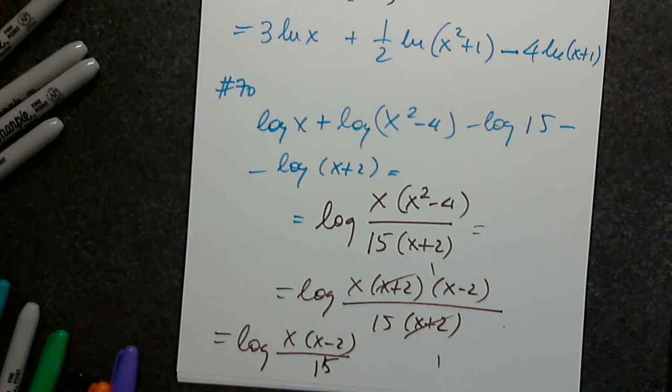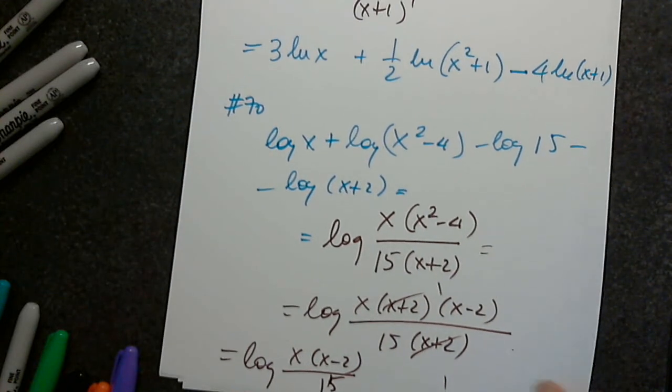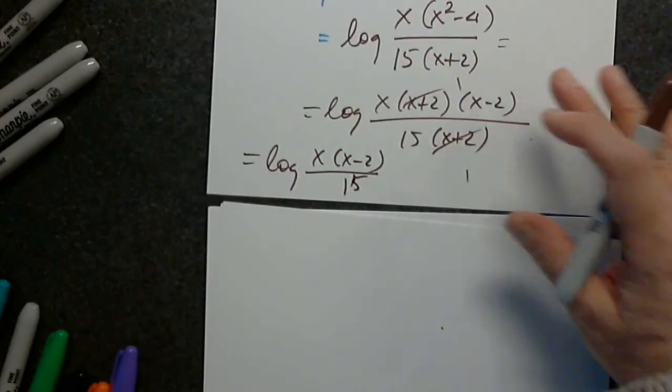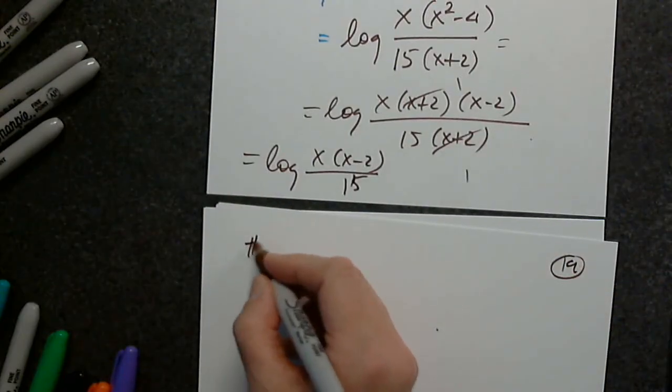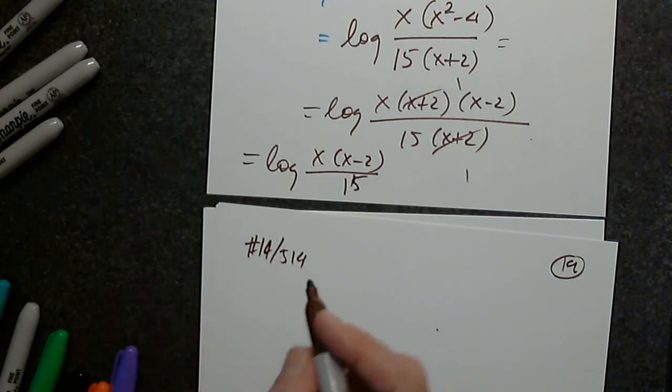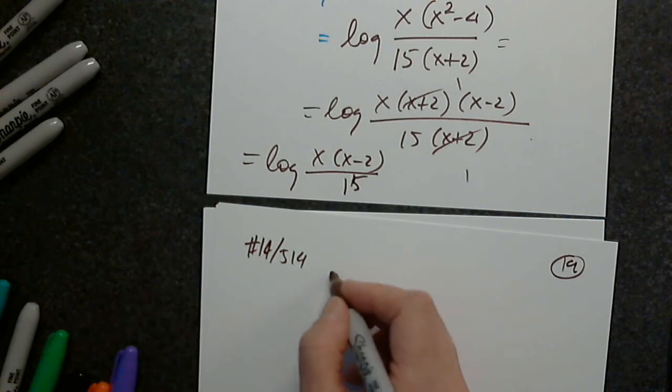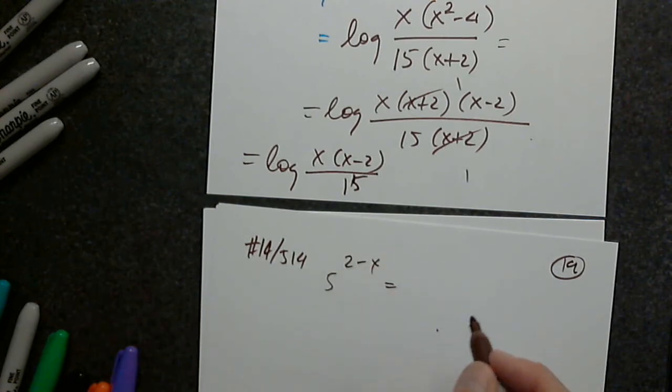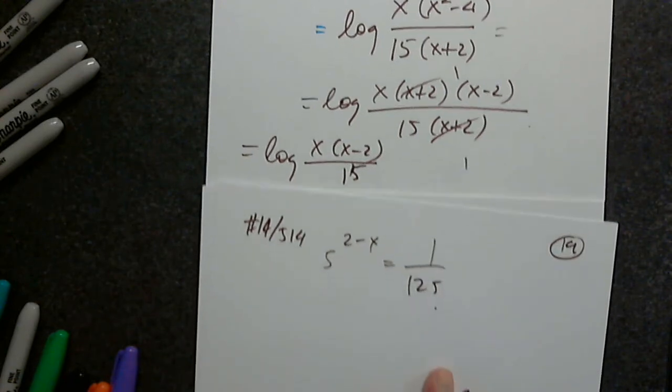I can't think of anything else other than maybe let's look at some exponential equations, because we haven't looked at exponentials today. Let's say 14 on page 514. Yes, 5 raised to 2 minus x equals 1 over 125.